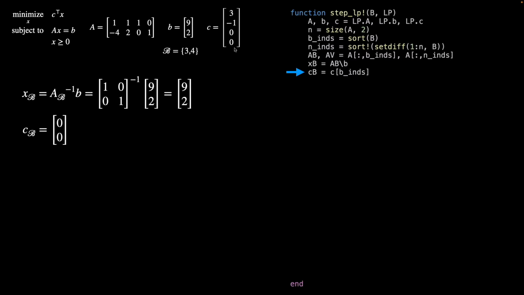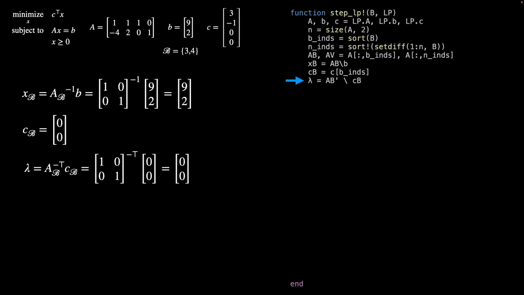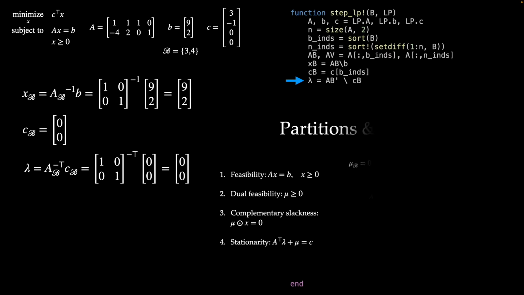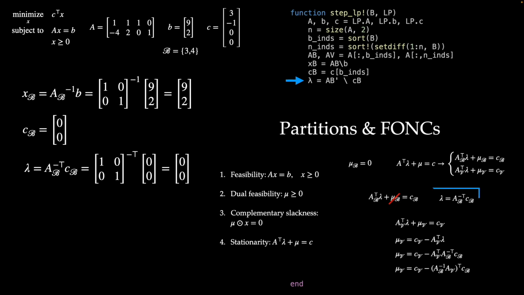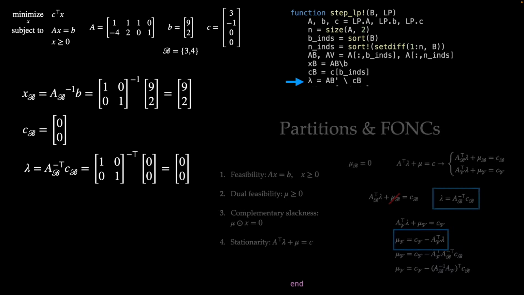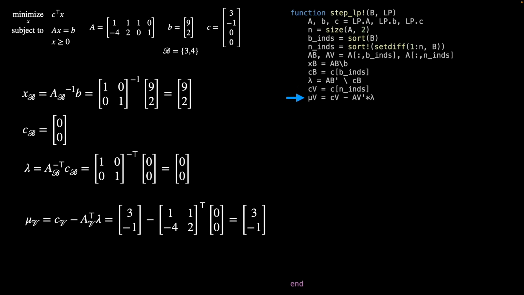Similarly, just take the third and fourth components of c. That's our c basis. And then remember, we can solve for our Lagrange multipliers here. So lambda is just A basis inverse transpose times c basis. We saw A basis was just the identity here. c basis is 0, 0, so we get lambda equal to 0, 0. And recall this came from what we saw previously for these equations, that lambda was equal to A basis inverse transpose c basis, and we had this expression for the free mu's. So we can similarly compute mu for the free. Notice we have the first and second components of c now, so this 3, negative 1.